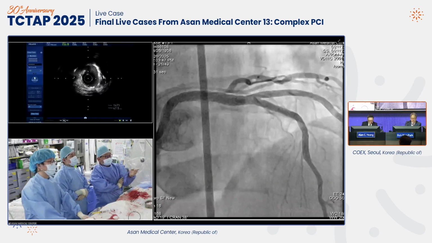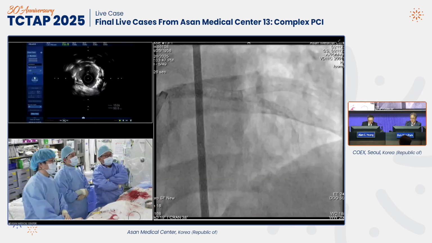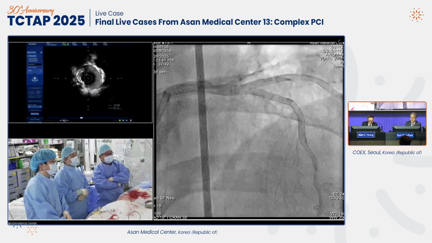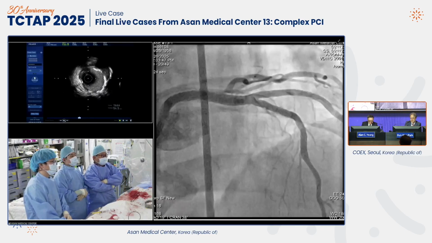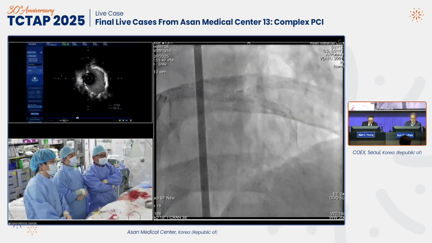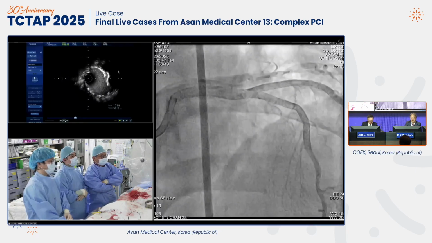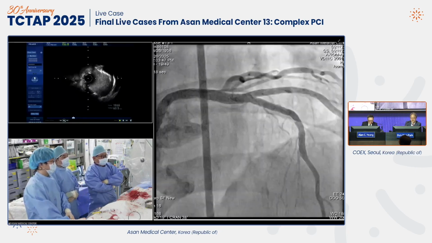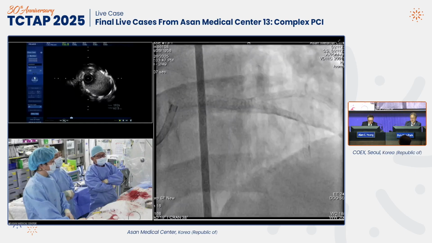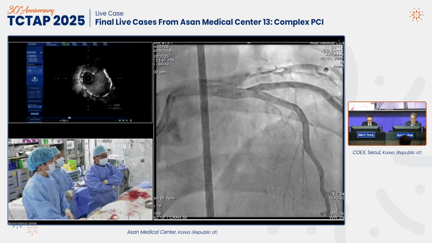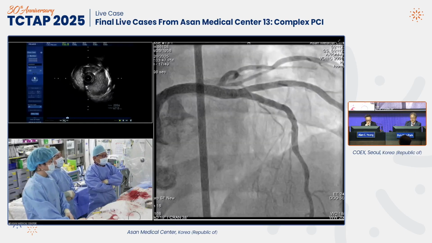I think this is a very good case for post-stent shockwave treatment. We have a lot of ideas for when we can use the shockwave. I hope that at the next TCT AP 2026, I can show you shockwave treatment live.